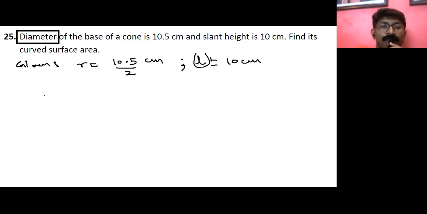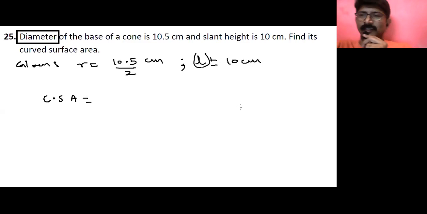Find its curved surface area. We are supposed to calculate the curved surface area. So many people keep trying to find what will be the edge and everything. You do not need to calculate all this at all, because the formula for curved surface area is straight away pi R L. Isn't it simple? So just substitute the values.